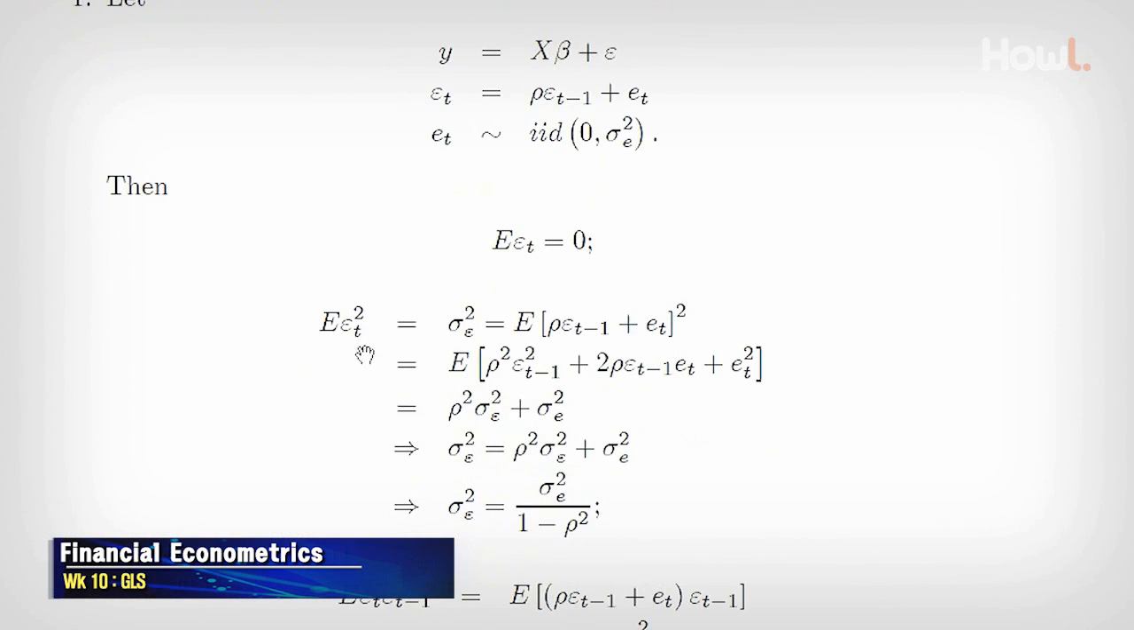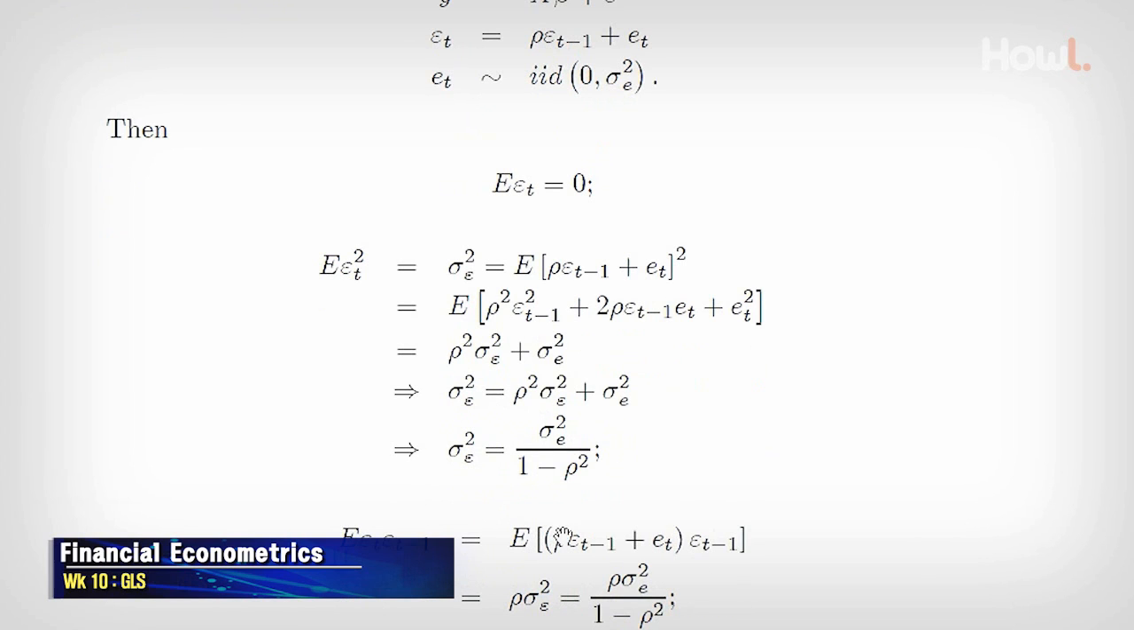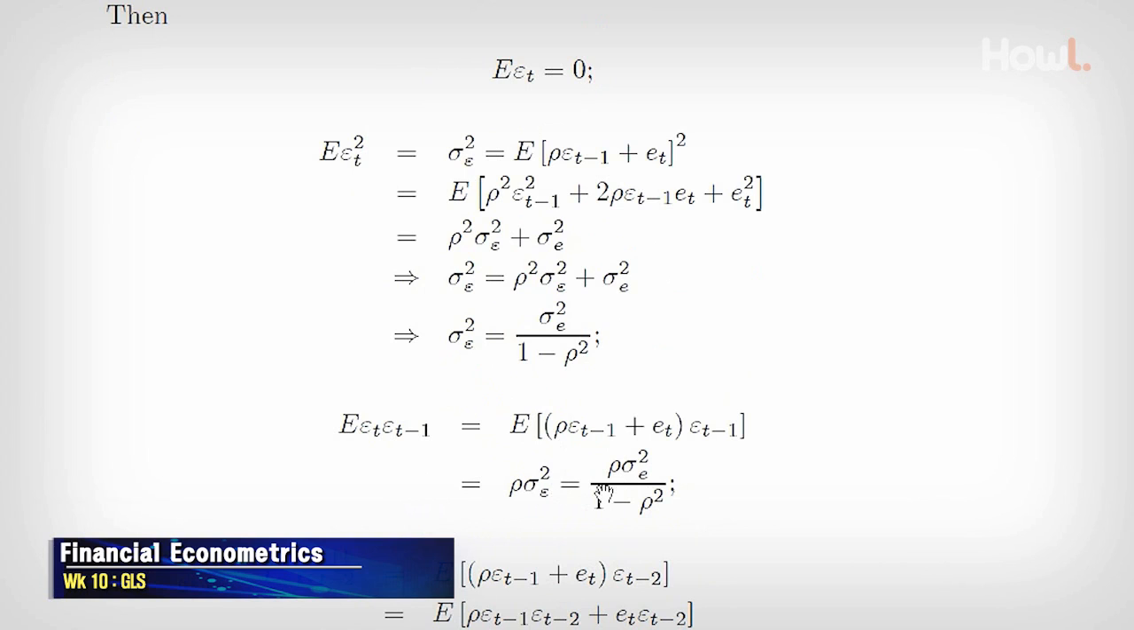Okay. Now let's calculate the covariance between epsilon t and epsilon t minus 1. From this relationship, we have this one, and we can solve it. Therefore, we have this one. Basically, we know what the variance of epsilon is, so we want to plug this value in here, right? And this term is 0. So it is simply rho multiplied by this part.